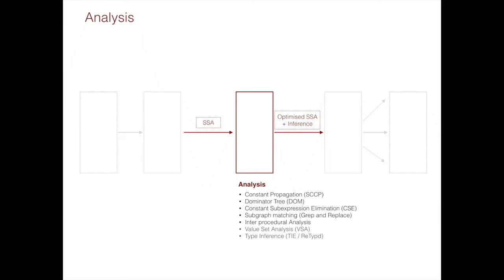The next one is subgraph matching, which is also called grep and replace. It's basically used to reduce common machine idioms to simpler forms. A common idiom in x86 is, for example, XOR EAX, EAX, which is used to set EAX to 0, and having this in the decompiled output would be confusing. So depending on the architecture, you can have grep and replace patterns to replace machine idioms with their simpler forms.